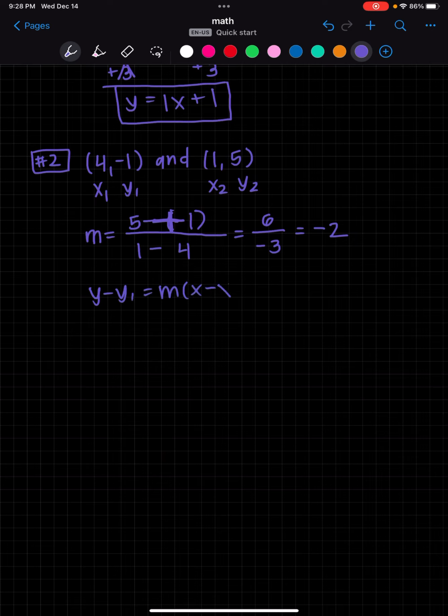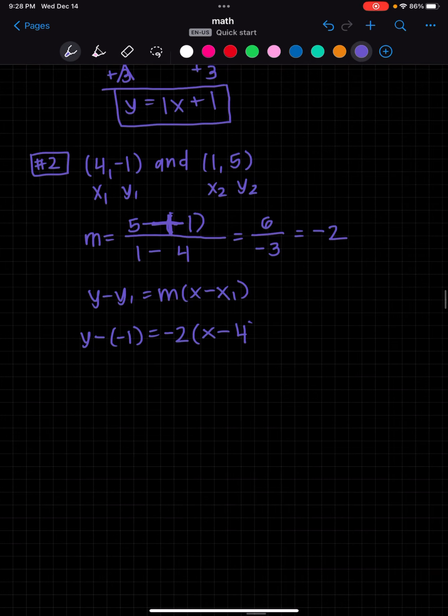times x minus x1. I'm going to replace the y1, the m, and the x1. So y1 was -1, so I'd say y minus -1 equals m, and m is the thing I just found, which is -2, and then x minus my x1, which is 4. Now, the two negatives on the left side that are right next to each other cancel each other out, so I'm just left with y plus 1 on that side.